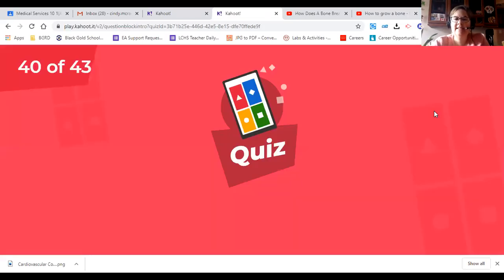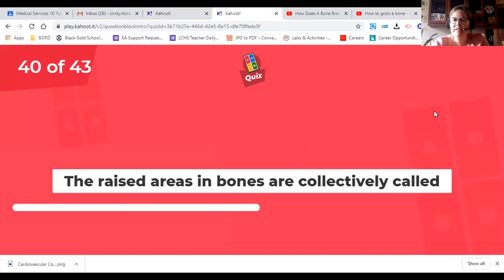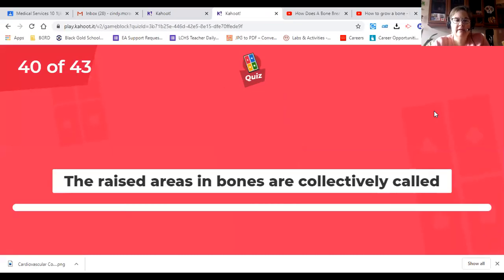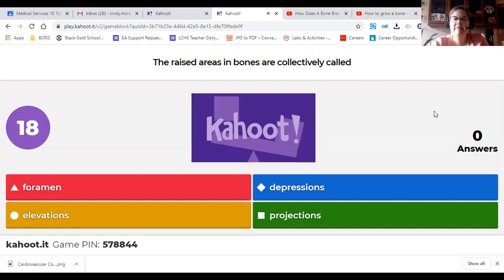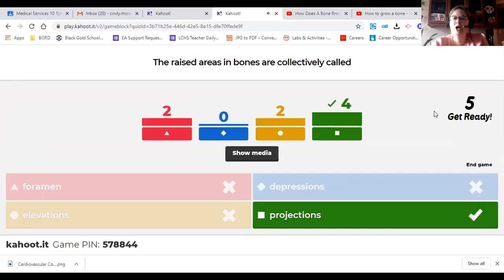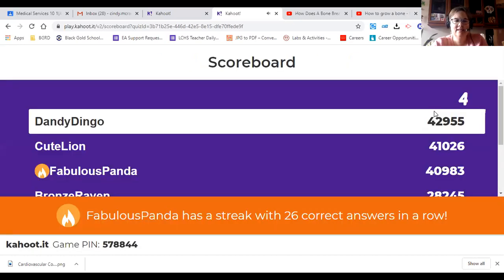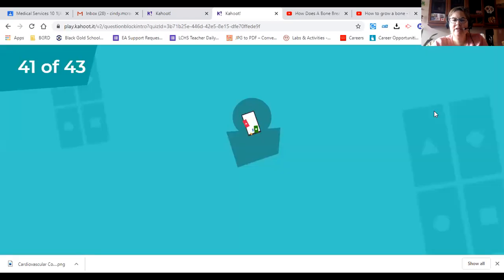All right, the raised area in bones are collectively called foramen, elevations, depressions, projections. They're called projections. Those are the raised areas. Okay, our top 4 stayed the same. And we've got 3 more to go, guys.